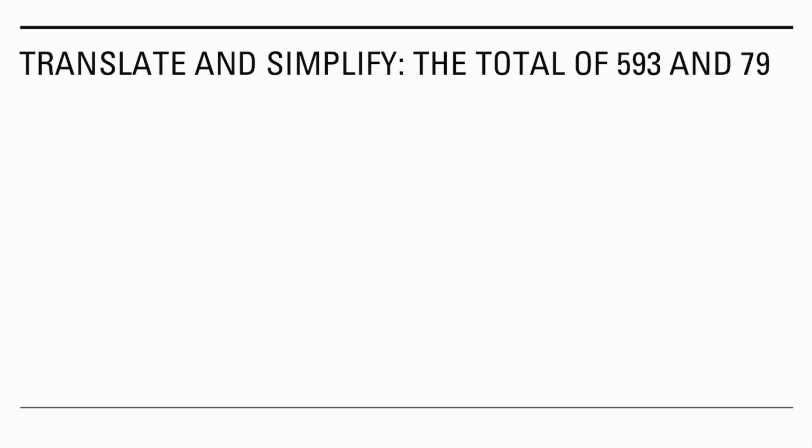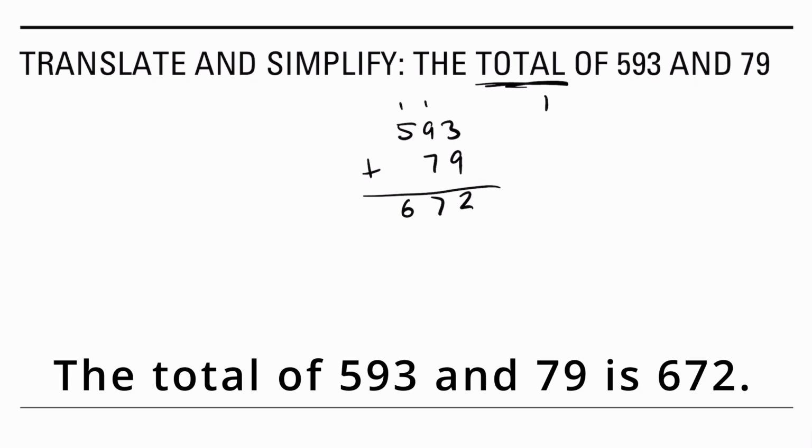So then translate and simplify the total of 593 and 79. And so we're looking for total again. So we want to add 79 and 593 together. Just making sure we're lining up our places correctly. 3 plus 9 is 12. 1 plus 9 is 10, plus 7 is 17. Carry the 1, then we get 6 there. And so we end up with 672.